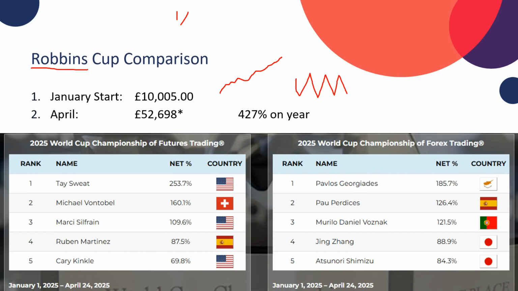Two, and that's another important point too, I believe that the people who are trading in this competition are trading on 10 or 20 times leverage. And remember, I'm trading on 200 times leverage. So it's not a like-for-like comparison. So to this person here, Tay, and to Pavlos, you really have my greatest respect that you have managed to achieve these kind of returns. That, on the surface, seems to be great trading.